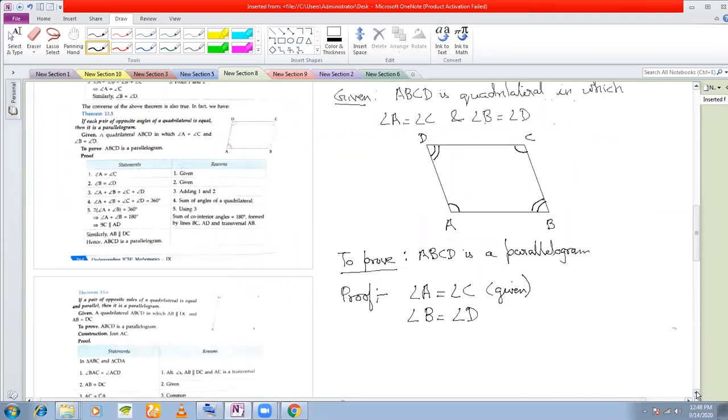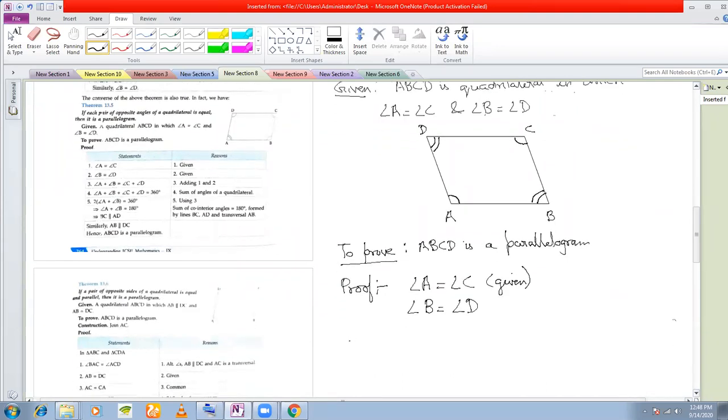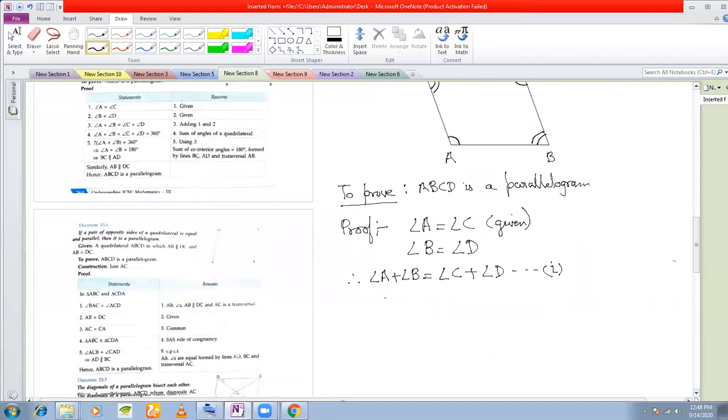Okay. So what do you get? If you add the two, therefore angle A plus angle B must be equal to angle C plus angle D. Call this 1. Now since ABCD is a quadrilateral, what is the sum of interior angles of a quadrilateral? Do you know what is the sum of interior angles of a quadrilateral?